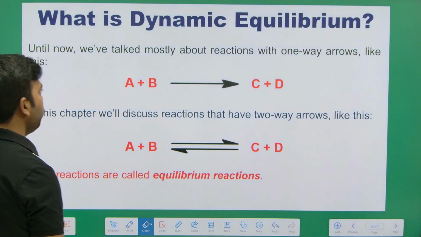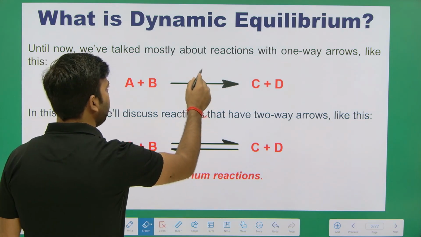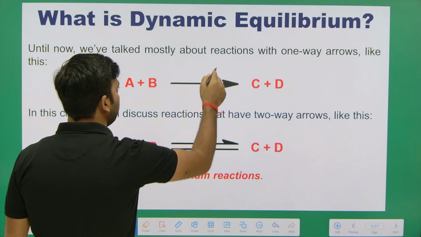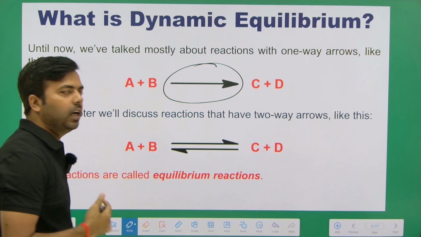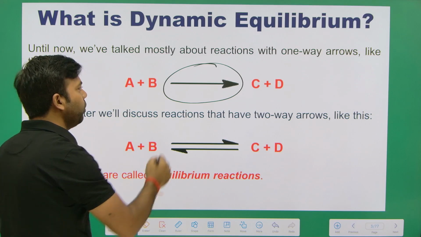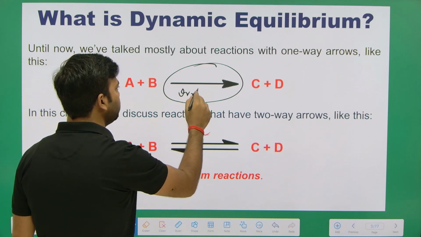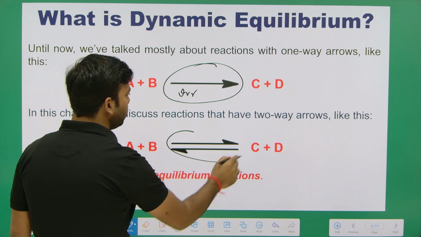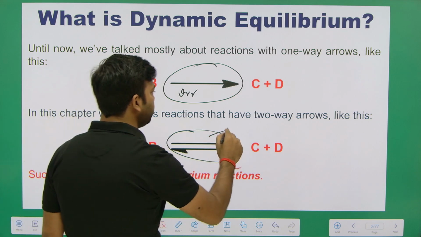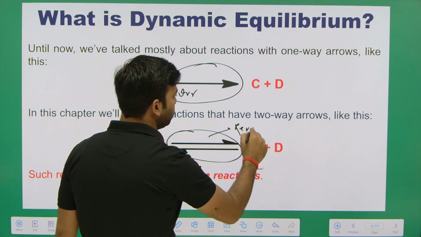So first of all we should know what is this arrow. This is called single-headed arrow, which is a sign of irreversible reaction. And this is called double-headed arrow, which means reversible reaction. So what does it mean?